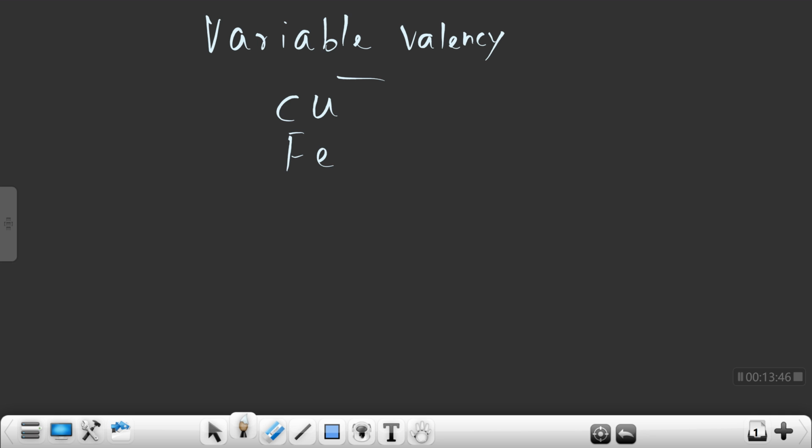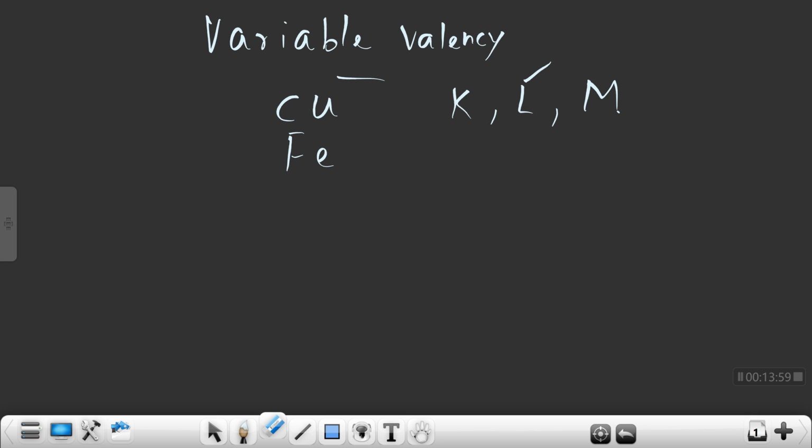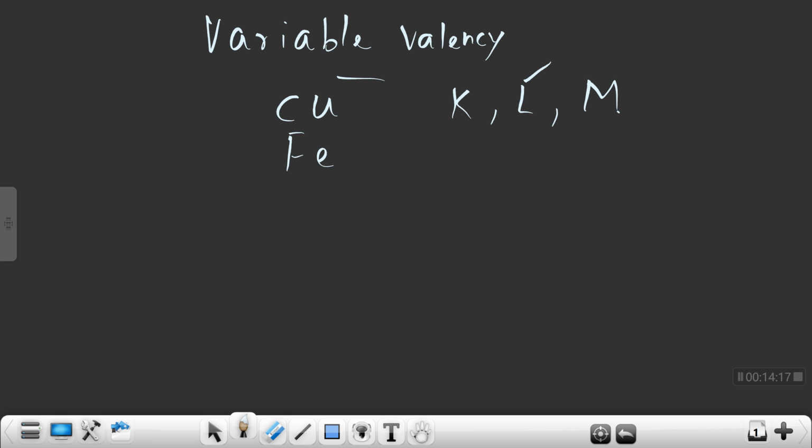Penultimate shell means, in K, L, M, M is the outermost shell and L is the penultimate shell. So they lose electrons from the outermost shell as well as the penultimate shell. So they show variable valency. There are so many examples.